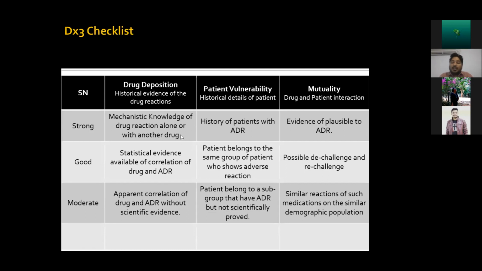Now coming towards the third parameter, which is mutuality. So if we have evidence of a plausible adverse drug reaction, in that case it will be a strong association. If you have information on possible de-challenge and re-challenge, it means that it will yield a good causal association. Similar reaction of such medicines in a similar demographic population, if you come up with this information on a given drug event pair, it means that it has moderate causal association.